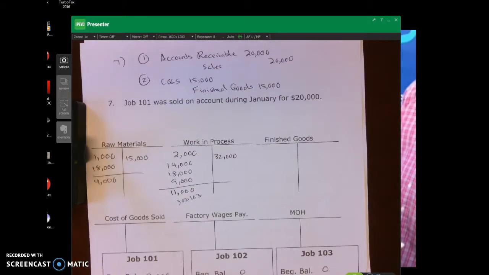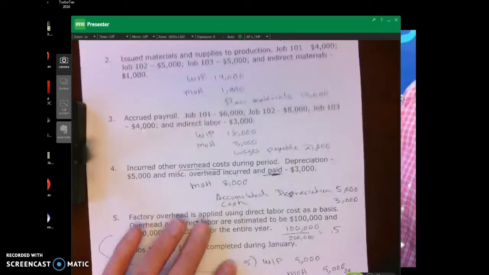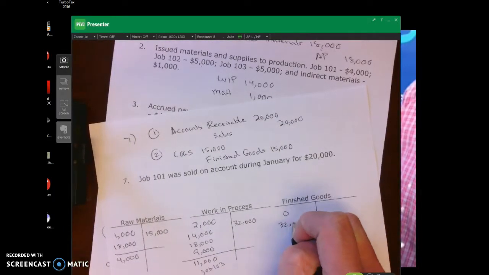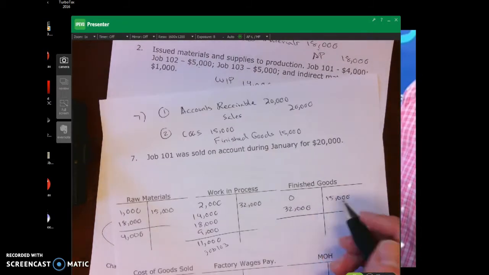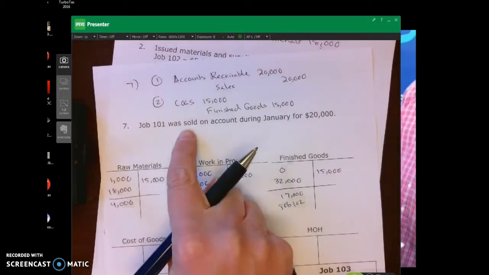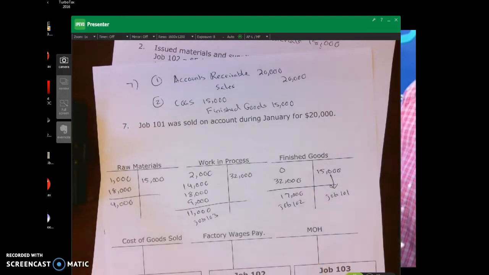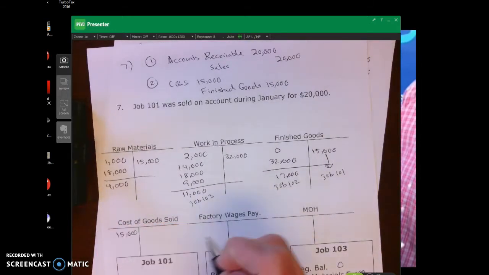Okay? Then we come over here to finished goods. We have 0 beginning balance for finished goods. And then what we had was $32,000 that we added to finished goods. And then we credited finished goods right over here. 32 minus the 15 gives us the 17. That is job 102. Job 102 was completed, but it was not sold. This is job 101, which was sold. We do our T account over here. We had our $15,000. We had our wages payable of $21,000.